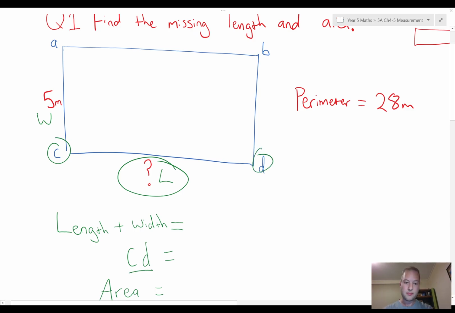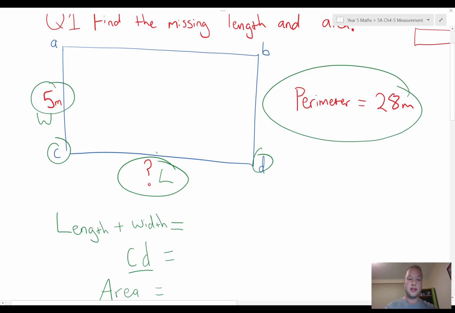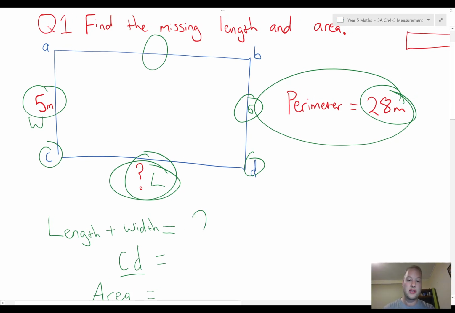So the way we can do it is we can say, well, what do we know? Well, we know the perimeter. So we know that this plus this mystery plus this, which will be 5 because it's equal sides. The width is equal sides. So it's a rectangle. And then I have my other missing length. I know all of that together will be 28. So I've got 28 is my perimeter.